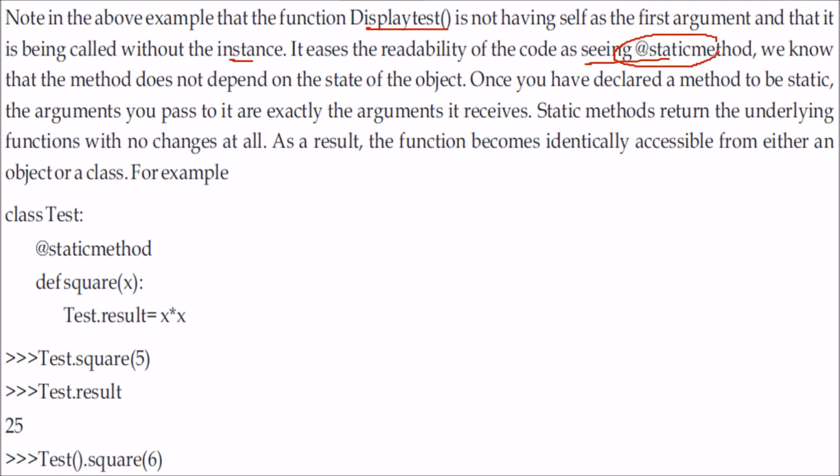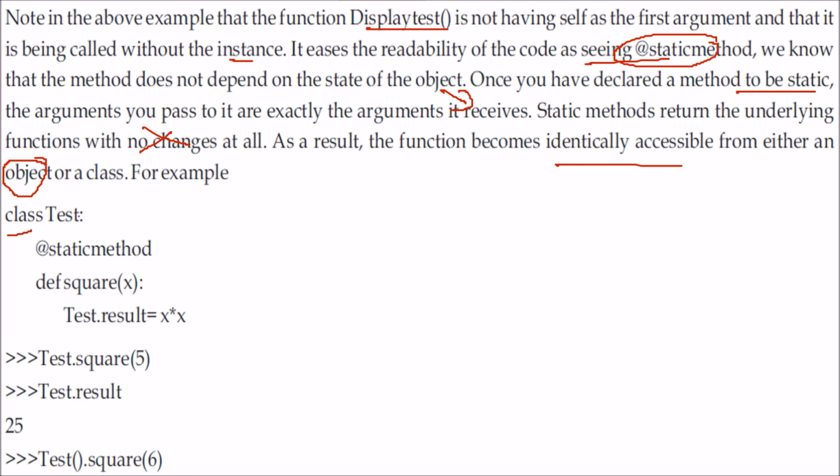Just having this static method, you know that this method is not dependent on any state of the object. Once you have declared a method to be static, the argument you pass is exactly the argument it receives. There is no self. So a static method returns the underlying function with no changes at all. The function becomes identically accessible from either the class or an object. Of the thousands of objects you make, every object is going to see the same function.